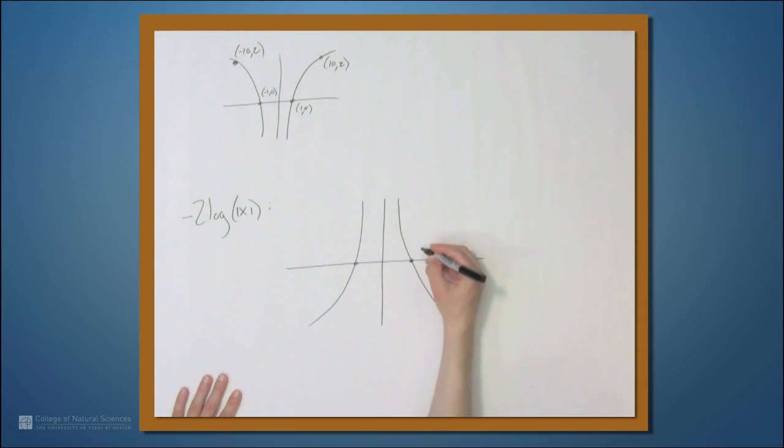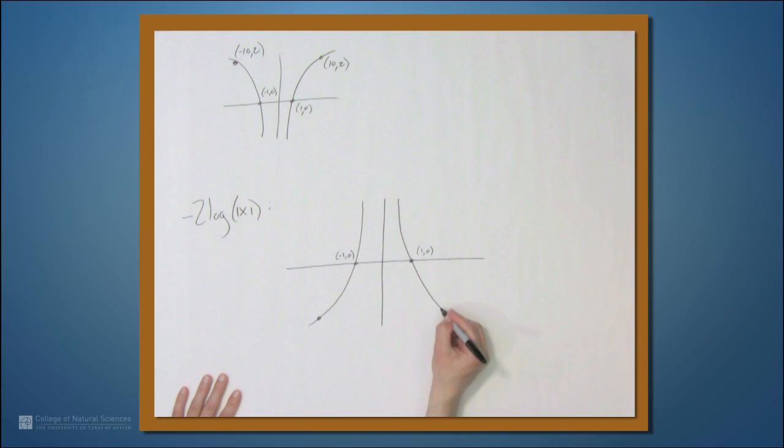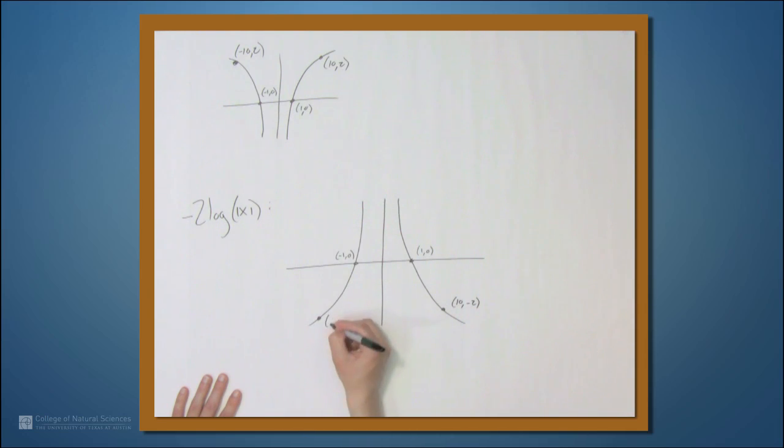These 2 points remain the same. We've got 1, 0 and negative 1, 0. And let's just label these other guys. We now have 10, negative 2, and negative 10, negative 2. And that's our sketch.